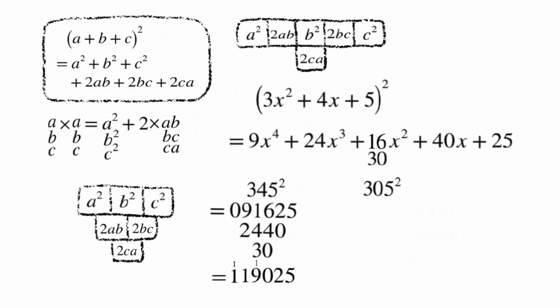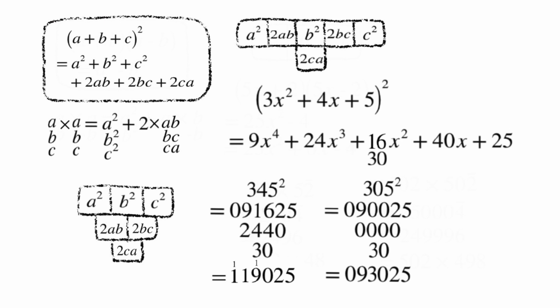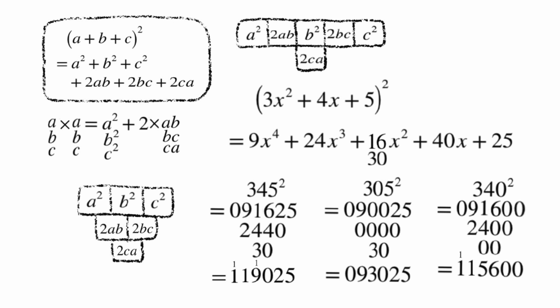When b is 0, these parts become 0, leaving only 352. When c is 0, these parts disappear, leaving only 34 squared. With double O on the right. Okay, let's move on to the drill.